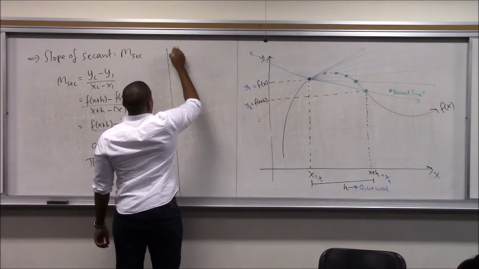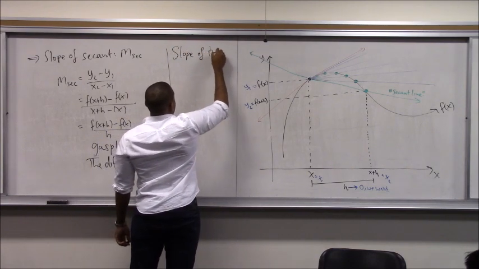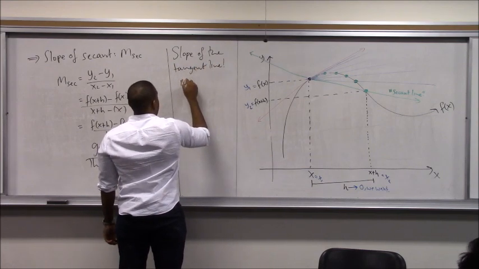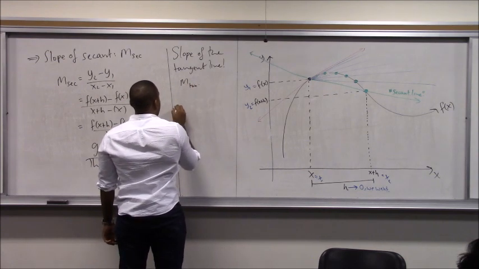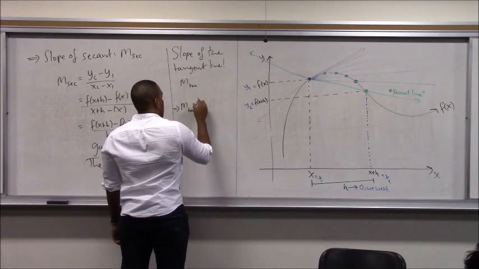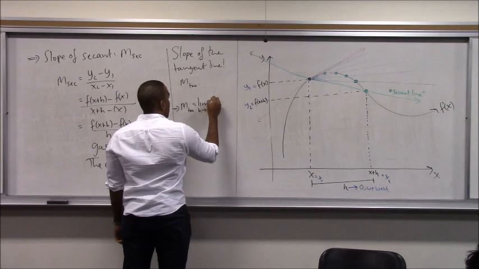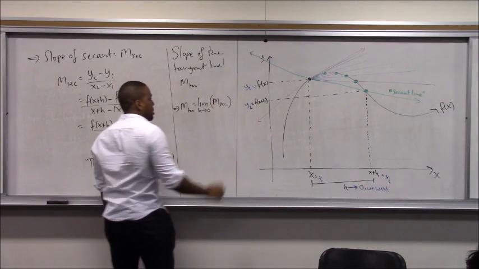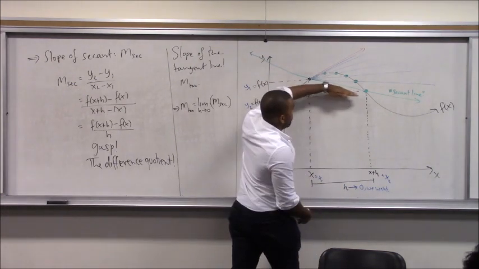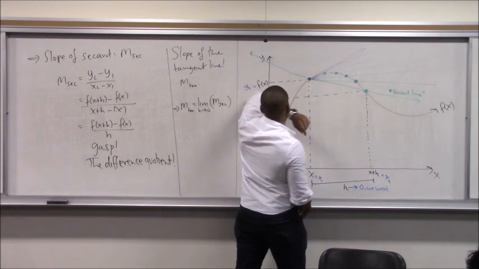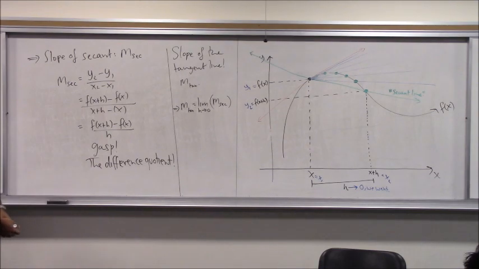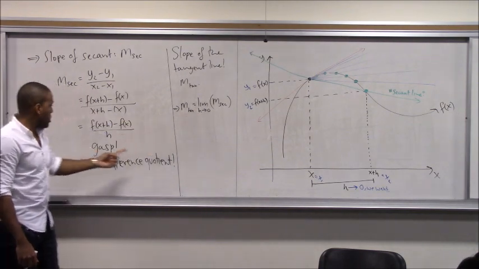So now, if we want the slope of the tangent line, call that m tangent. This would mean that the slope of the tangent line is just going to be the limit as h approaches 0 of the slope of the secant line. Because as these points start moving close together, the slope of this line is turning into the slope of that line. And so I can actually talk about the slope of the tangent line via a limit. So what I'm simply going to do is take the limit as h approaches 0 of this expression.